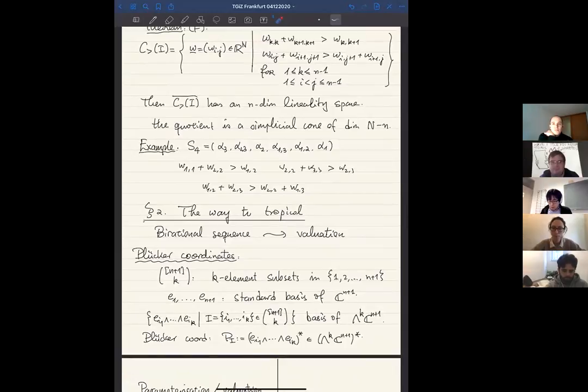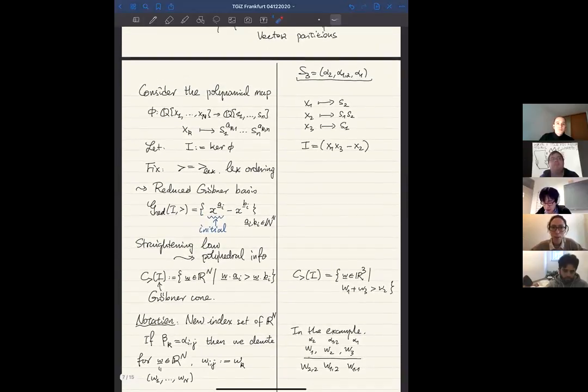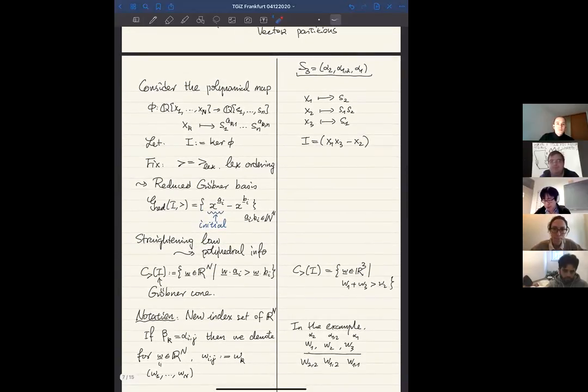Okay, I should ask whether there are questions so far on the first part. I'm sorry, could you quickly repeat what the ideal I was? The ideal I is the kernel of this polynomial map. I is the kernel of this map. Great, thank you.